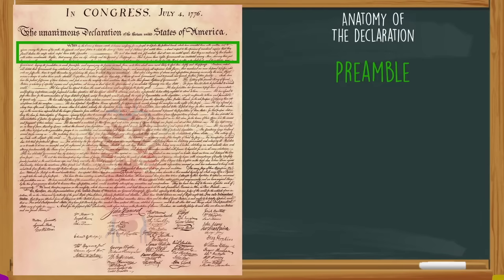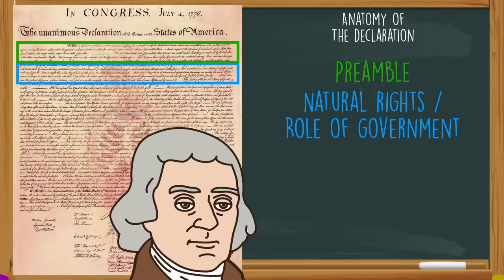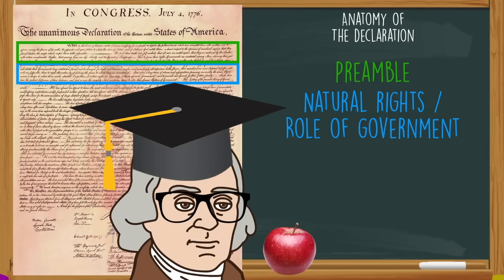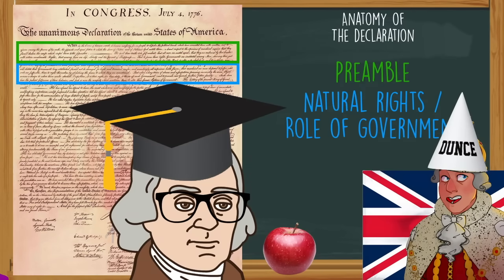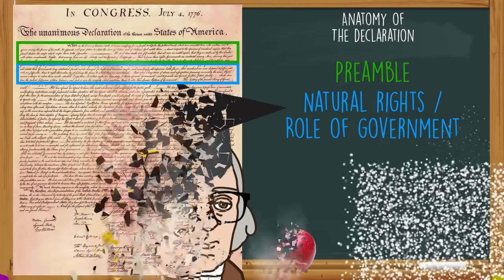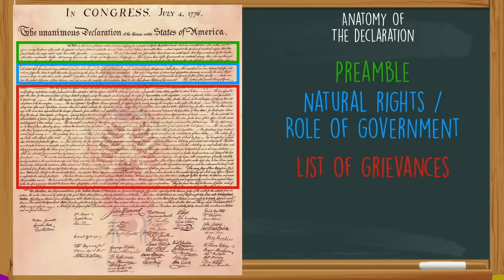Now, after the preamble, the next section is known as natural rights, or the role of the government. The main author of the Declaration of Independence is Thomas Jefferson, and he gets very educational when trying to explain what natural rights and the role of the government are to the king in very simple terms. After Jefferson is done explaining what natural rights are and what the role of the government should be to the king, he then moves on to the next section, which is called the list of grievances.